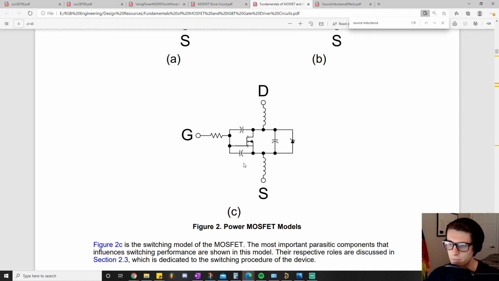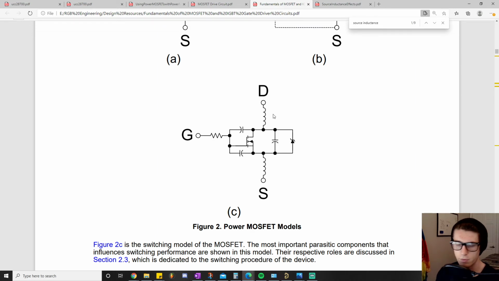Here again, you can see those capacitors: here's the CGD, here's the CGS, and here's the CDS. But we also have what is known as source inductance, and then we have drain inductance to deal with. Thankfully, we only have to deal with the source inductance. The drain inductance is not something we have to worry about, at least for the gate driver circuit. Okay.